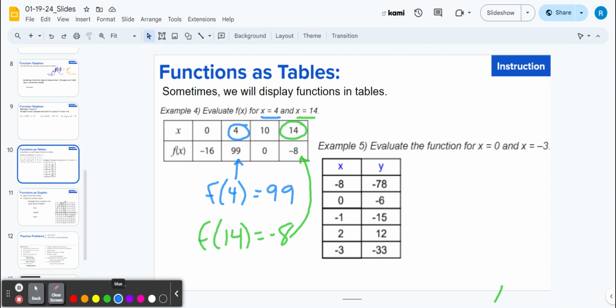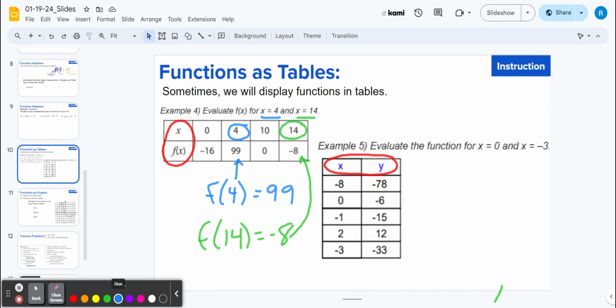Same thing can be done for vertical tables. Just notice that our headers are listed a little differently. On our horizontal table, we had x and f of x on the left. In our vertical table, x and y are up top. There's no function name. It's just our output y here.